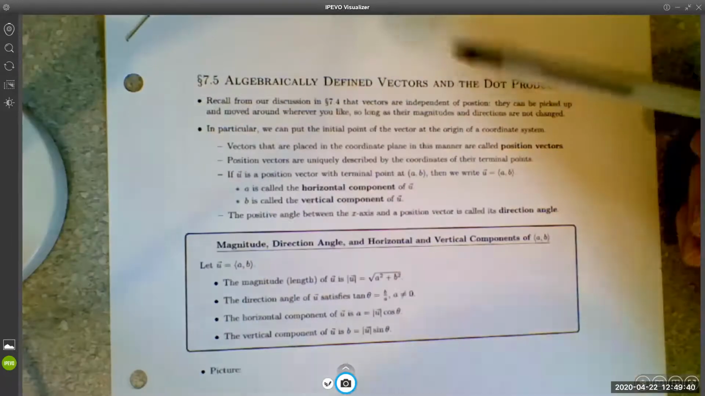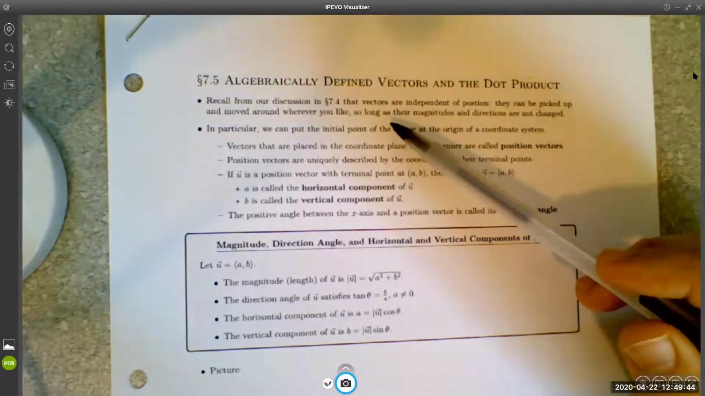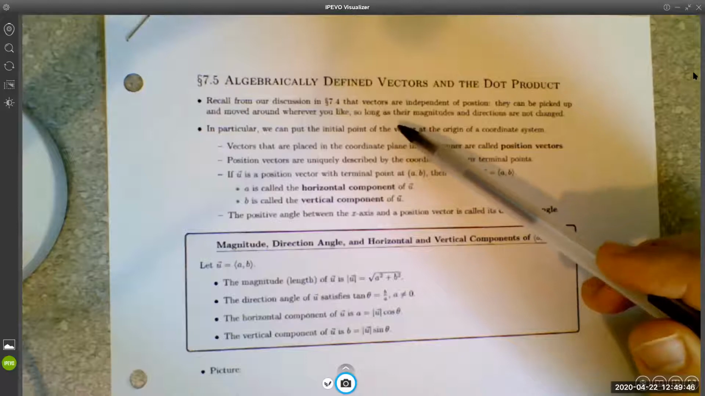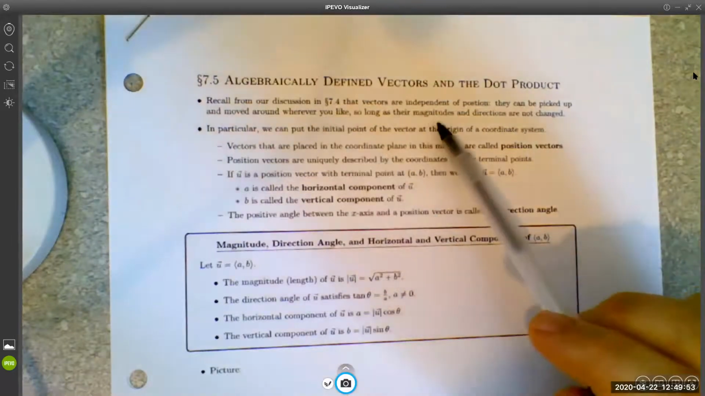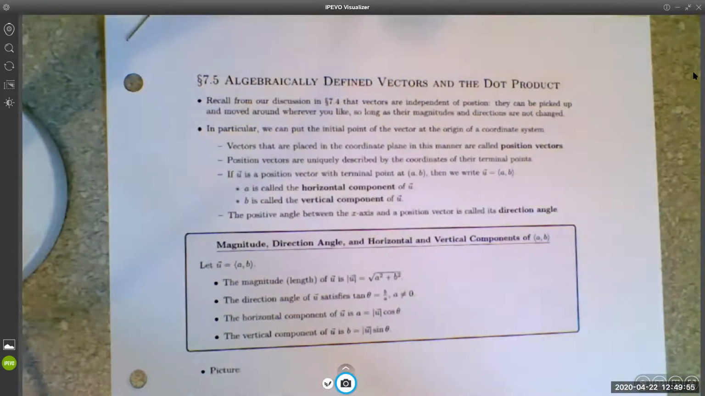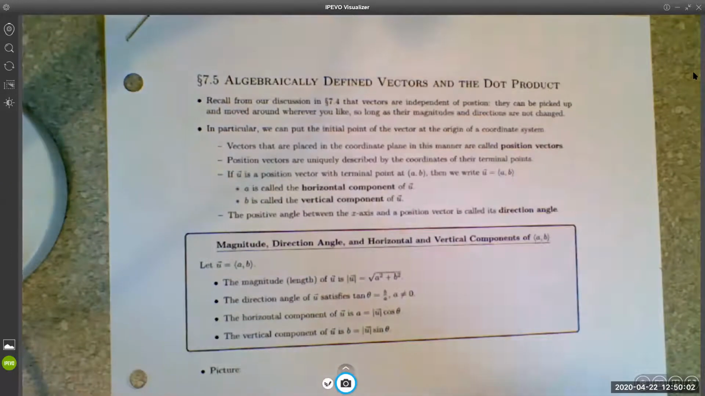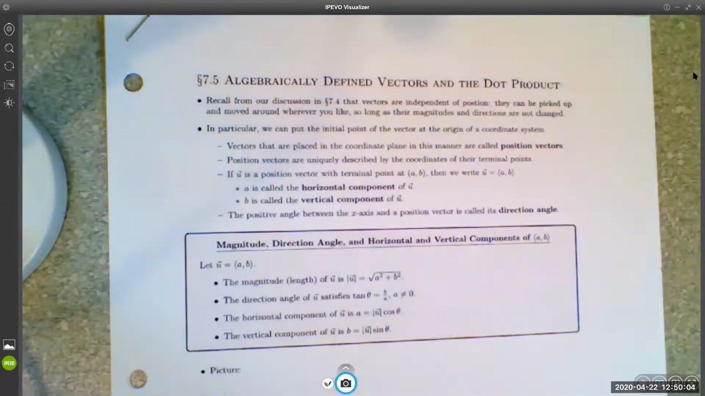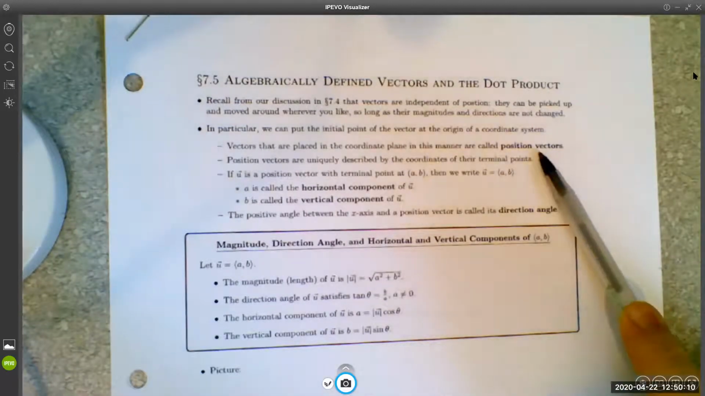The way that we think about vectors algebraically is we take vectors, and remember from our discussion in 7.4 that vectors can be moved around wherever you like, as long as their magnitudes and directions aren't changed. They still represent the same quantity. So in particular, we can take a vector and place its initial point at the origin of a coordinate system. Vectors placed that way are called position vectors.